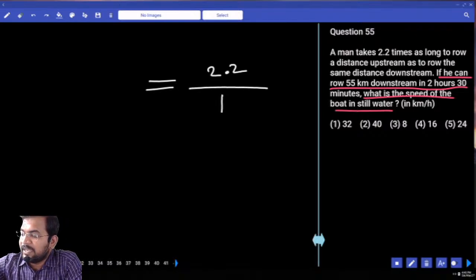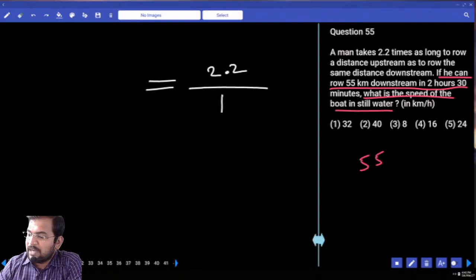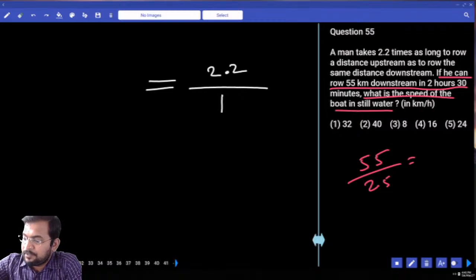All of you, look here. 55 kilometers downstream in how many hours? 2.5. 2.5 how many times?